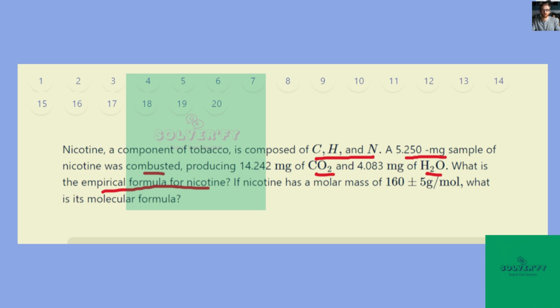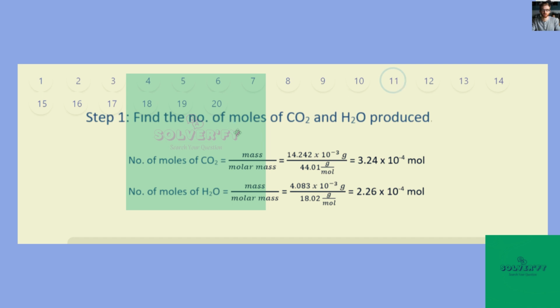So that's the same procedure as the previous problem, but in this case we have a little extension where we're given the molar mass of the nicotine, and we have to find out the molecular formula. So let's start finding out the empirical formula of nicotine first, following the previous procedure. So first what we do is we find out the number of moles of CO2 and H2O as before. We just divide the mass of CO2 and H2O by their molar masses to get the number of moles of CO2 and H2O.